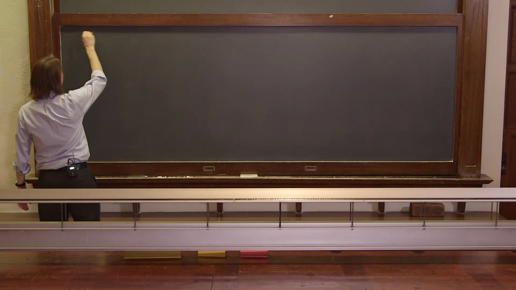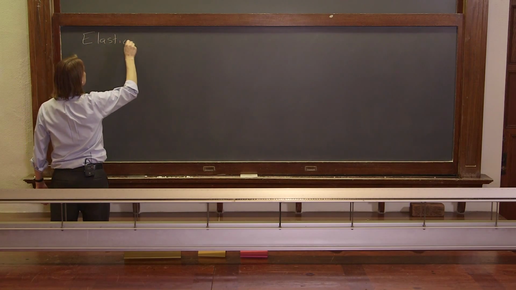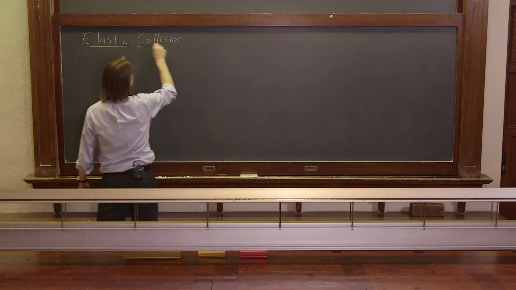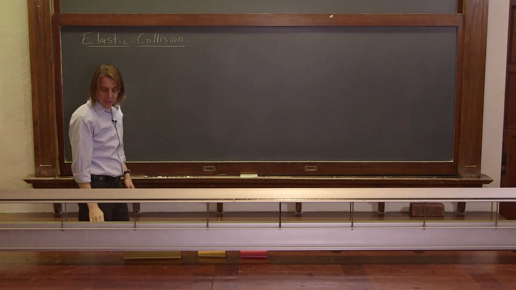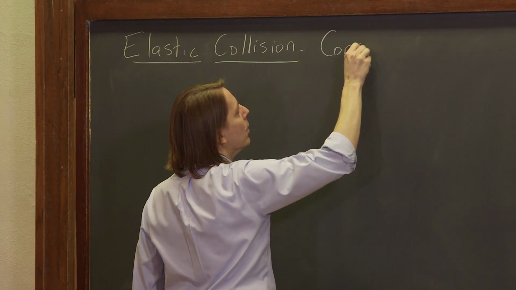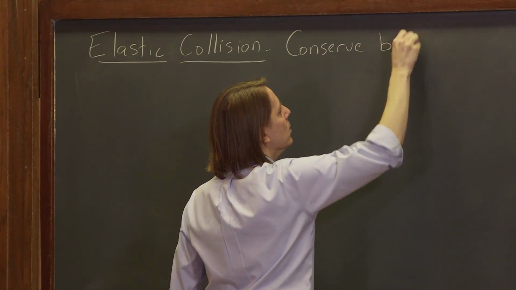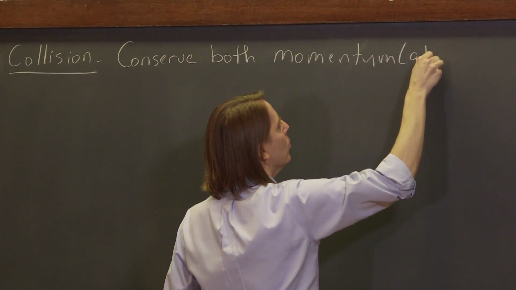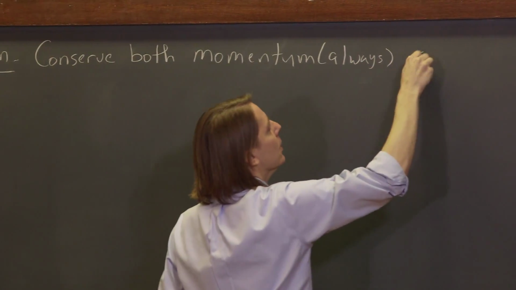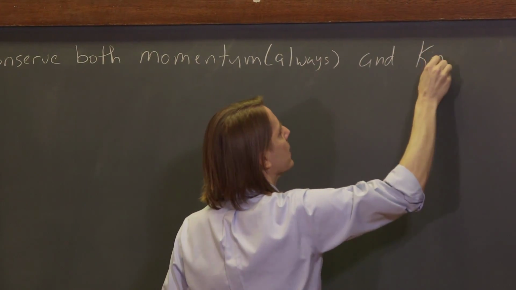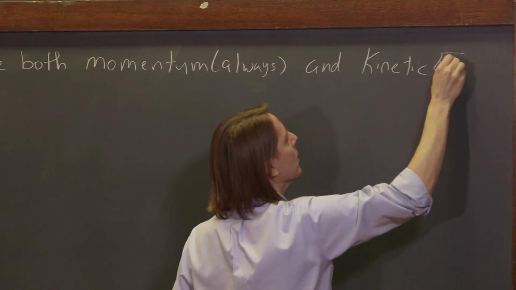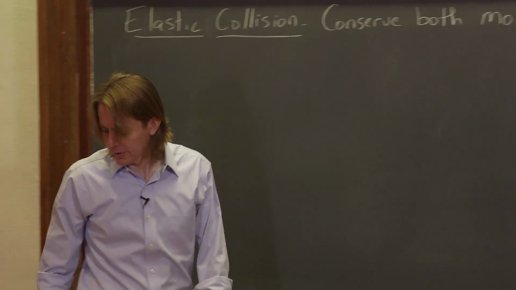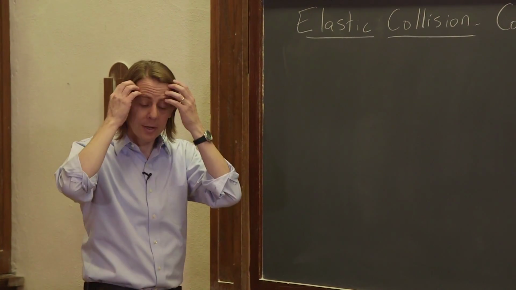Now let's do an elastic collision. Let me see, what does that mean? That means we conserve both momentum and kinetic energy, always. We're going to conserve them both. You would think that would help, but it doesn't.